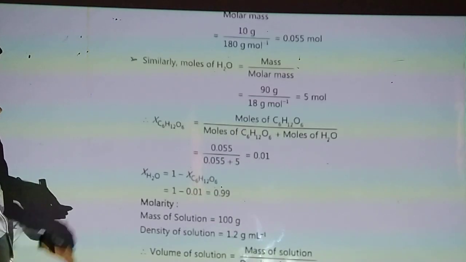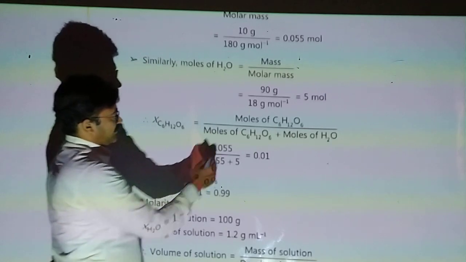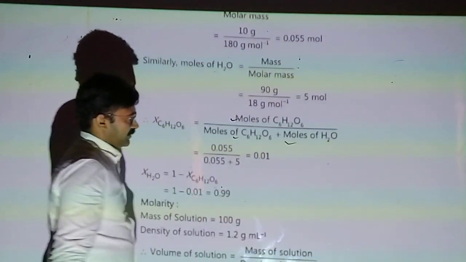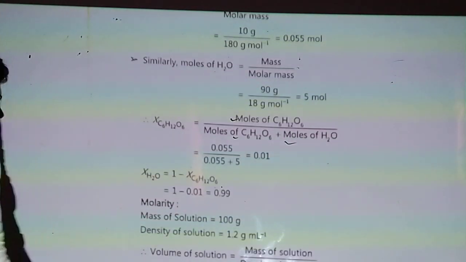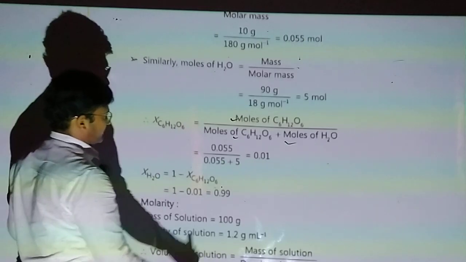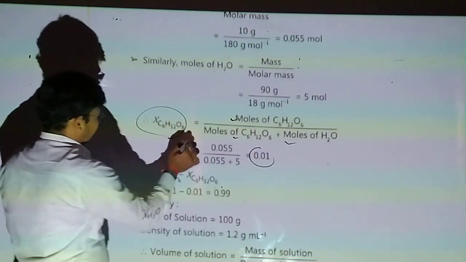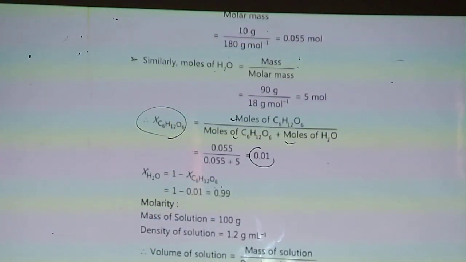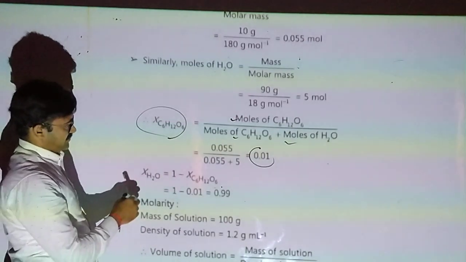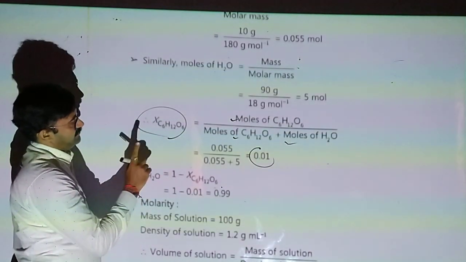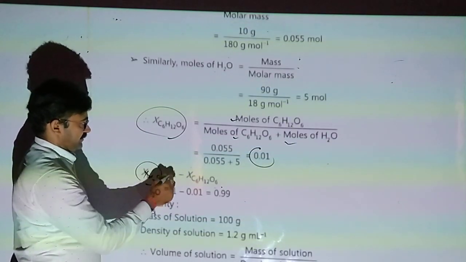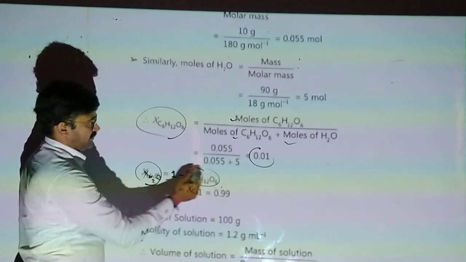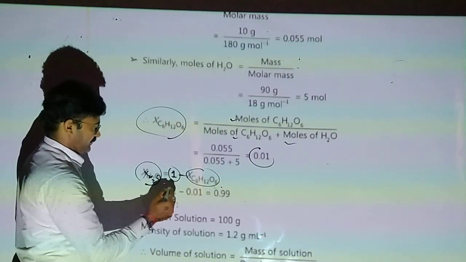So mole fraction of the glucose. Mole of the glucose upon total mole of the solution. 0.055 divided by 0.055 plus 5. So 0.01 is the mole fraction of the glucose. Here only two components, so total of mole fractions will be 1. So for getting mole fraction of water, mole fraction of glucose should be subtracted from 1.